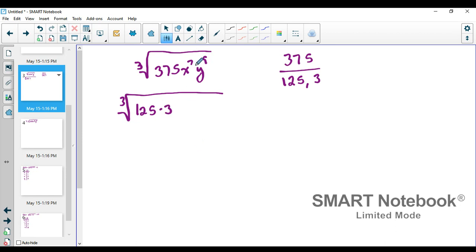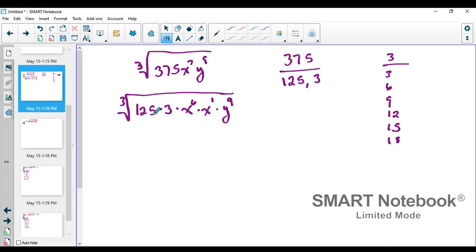Now, instead of a multiple of 2 as an exponent, we need to break these up into multiples of 3. So if you're unsure of what the multiples of 3 are, they're 3, 6, 9, 12, 15, 18, and so on. So the closest multiple of 3 to 7 is 6. So we're going to make this x to the 6th times, and then 7 minus 6 is 1, so x to the first power. And then 9 is a multiple of 3, so we can leave this as y to the 9th.